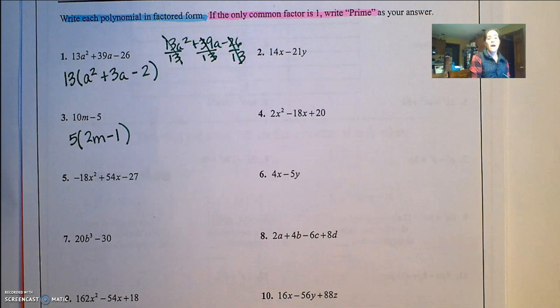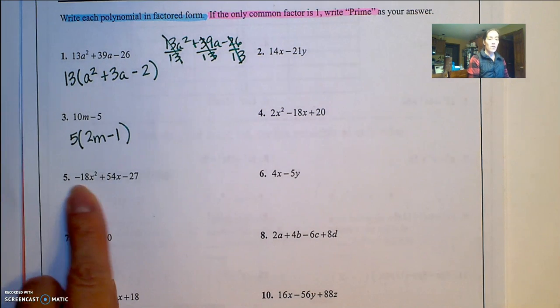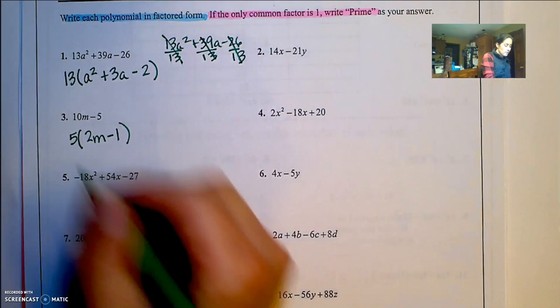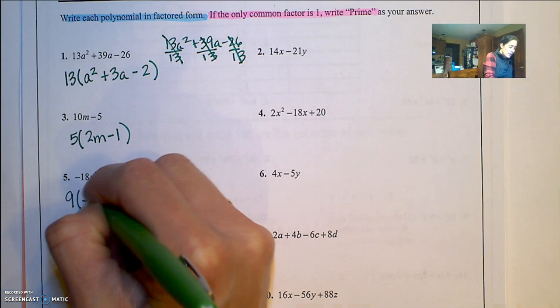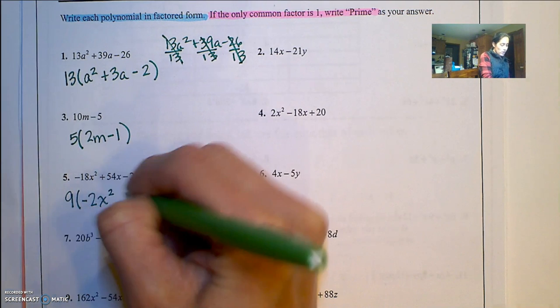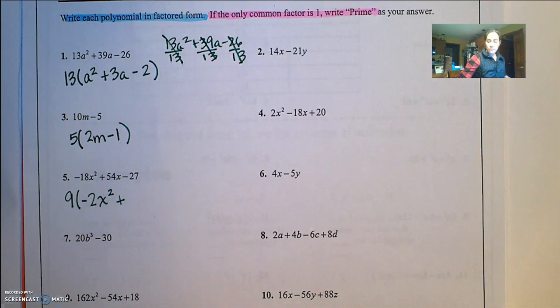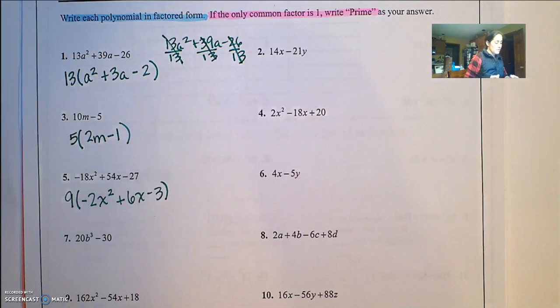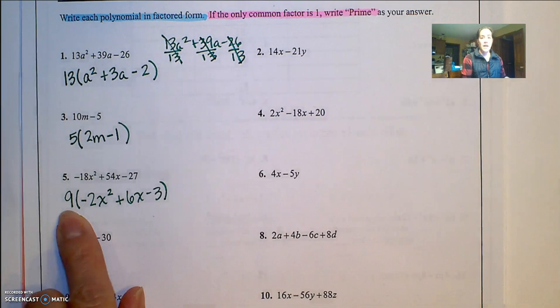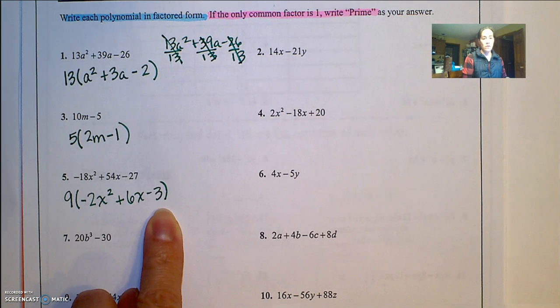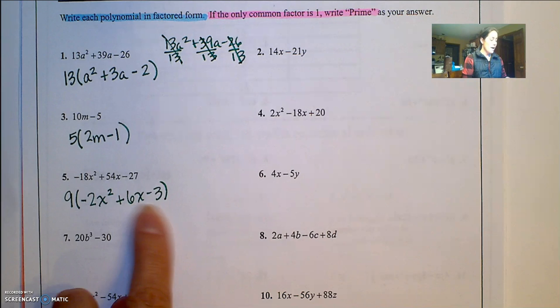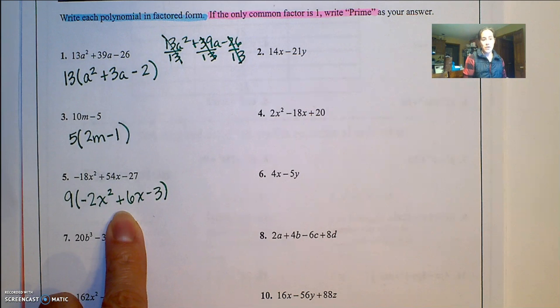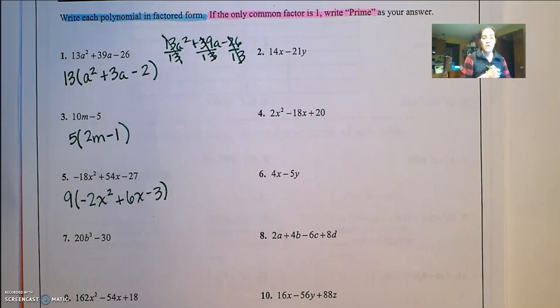Okay, number 5, I can divide all 3 of these numbers by 9. So take out a 9 and we get negative 2x squared plus 6x minus 3. So this is the GCF and this is what's left over. And you can distribute that back in to check that your answer is correct. Okay, your turn for number 6.